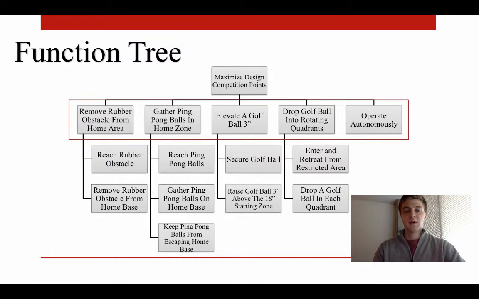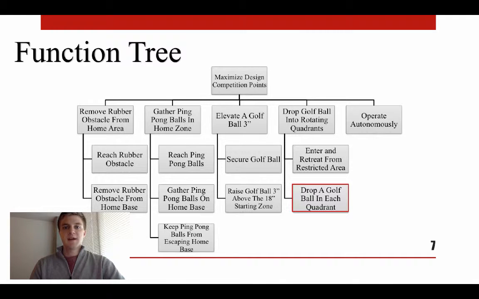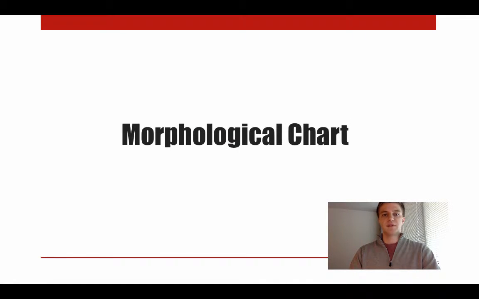to be working on. Some important, very detailed subfunctions include removing the rubber obstacle from home base, and dropping a golf ball in each quadrant. These are important functions because they can tie back into our general function at the very top, which is to maximize the design competition points that we receive. Let's move on to our morphological chart.